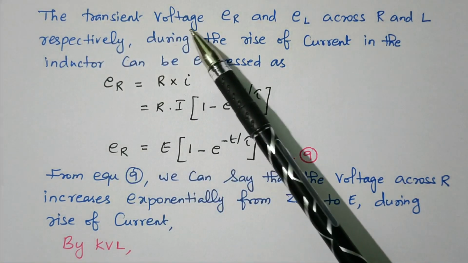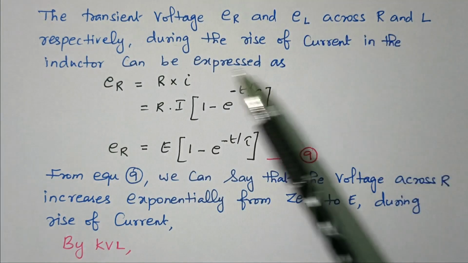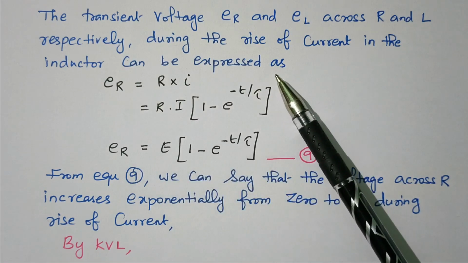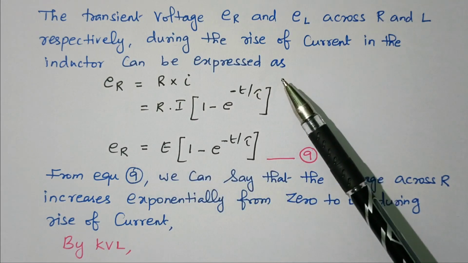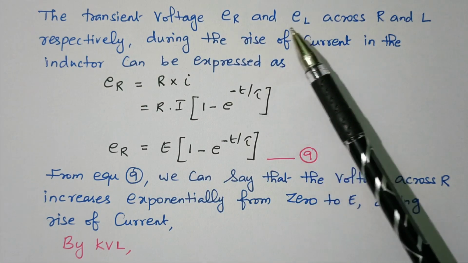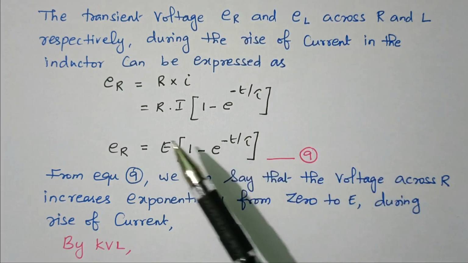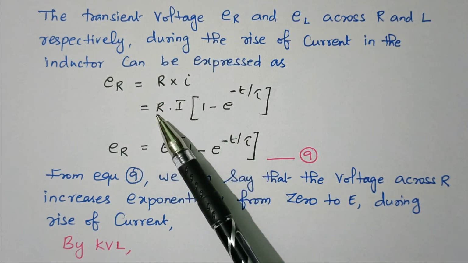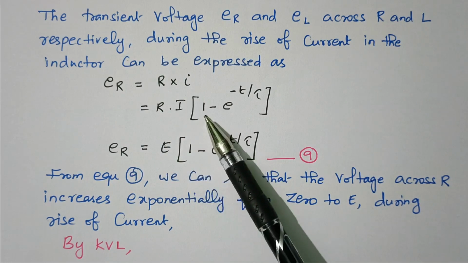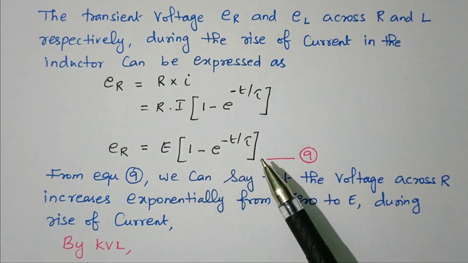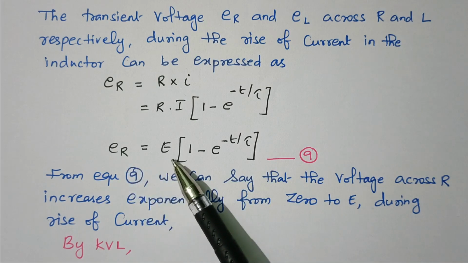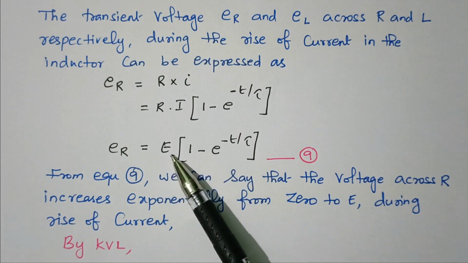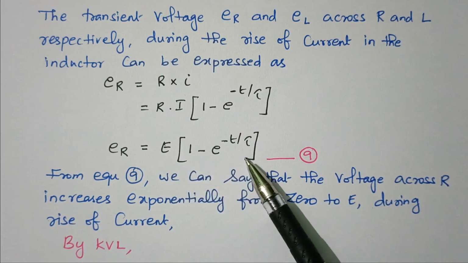The transient voltages ER and EL across R and L respectively during the rise of current in the inductor can be expressed as follows. Now we calculated the time response of the current. Now we'll calculate ER and EL, the voltage across the resistor and inductor. So ER is nothing but R into I, resistor value into I. So R into I is already calculated, I of 1 minus E power minus t by tau, right. Similarly ER equals E into, so this I into R is written as E, the applied voltage, 1 minus E power minus t by tau.